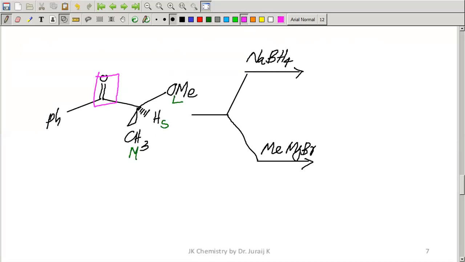Now, your large group and your carbonyl functional group are in the plane of paper, and moreover, they are syn with each other. So your substrate is syn. First of all, you have to identify whether it is syn or anti. Now it is syn, clear. Then, first of all, check your reagent.